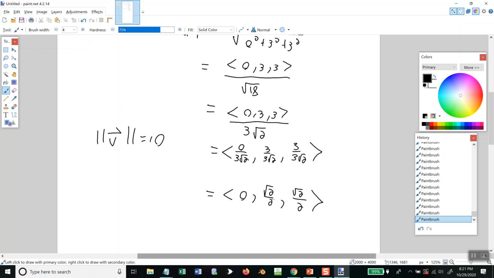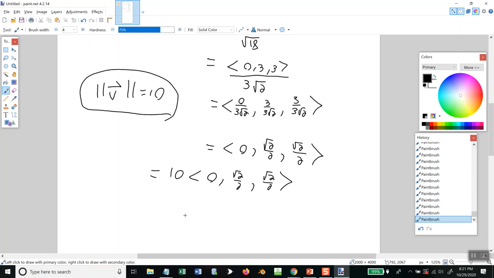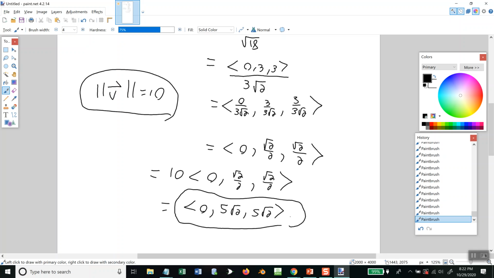Now this is such that if you were to use the distance formula on this, it would give you a magnitude or length of 1. So that's why it's called a unit vector. But we're wanting to find one with this magnitude. So what we do is we take that times our unit vector. Zero, 5 square root of 2, and 5 square root of 2. And that'd be our answer.